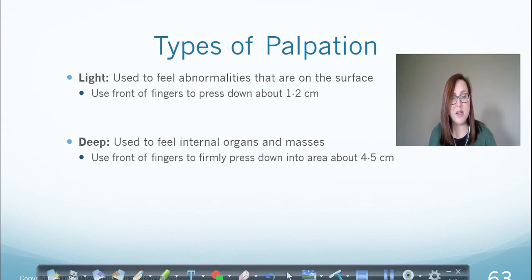Again, with light palpation, maybe you might be feeling if the skin is moist as well or damp. Are they clammy?